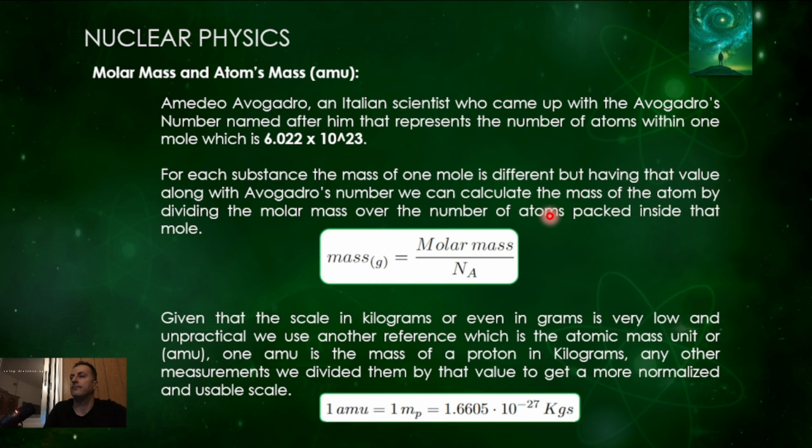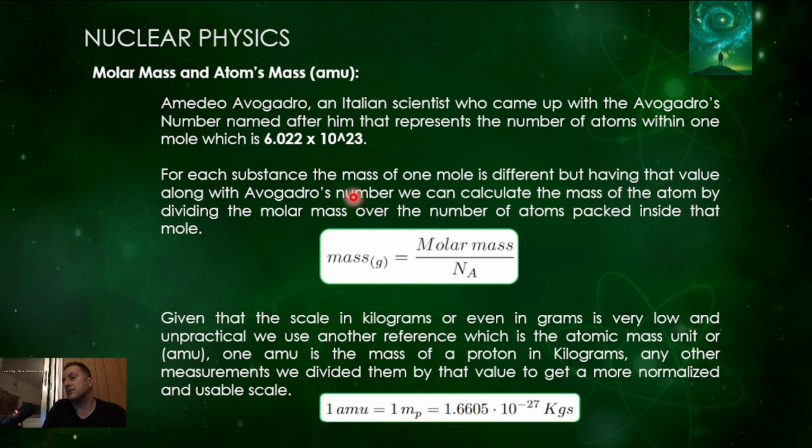All right. So, molar mass and atomic mass. Amedeo Avogadro, an Italian scientist, came up with Avogadro's number, which was named after him. He discovered the number of atoms that are available within 1 mole. One mole has a different mass for different atoms, but it's like a specimen size. Within 1 mole, he discovered that the number of atoms is 6.022 times 10 to the power 23 atoms.